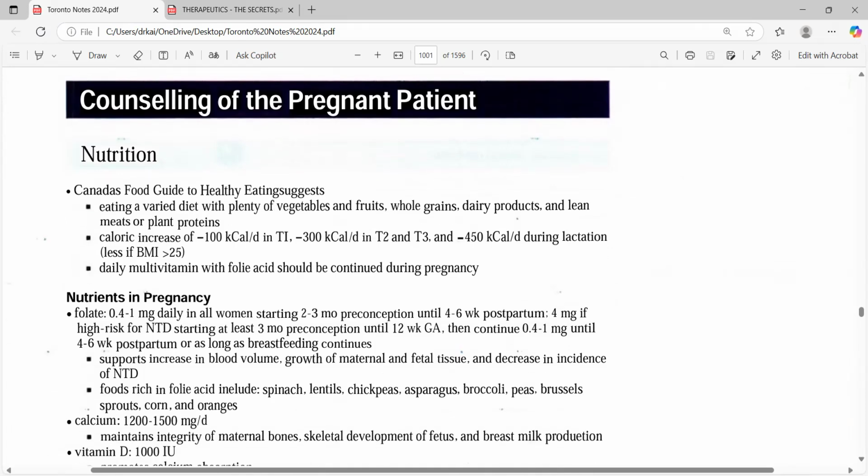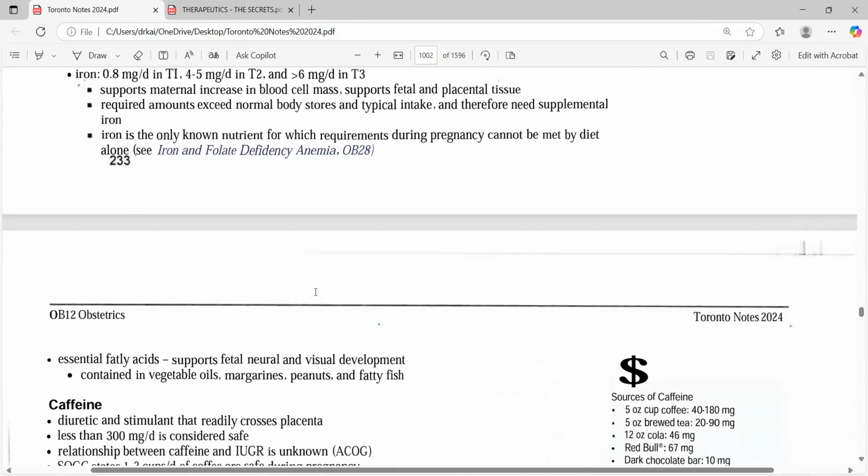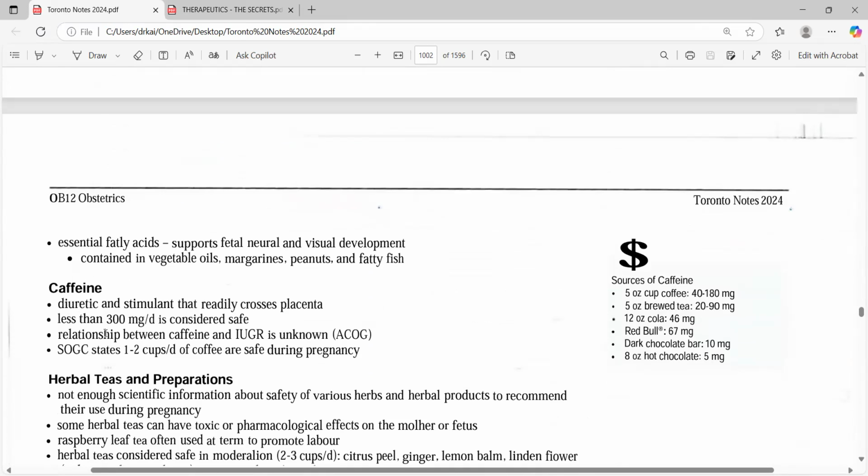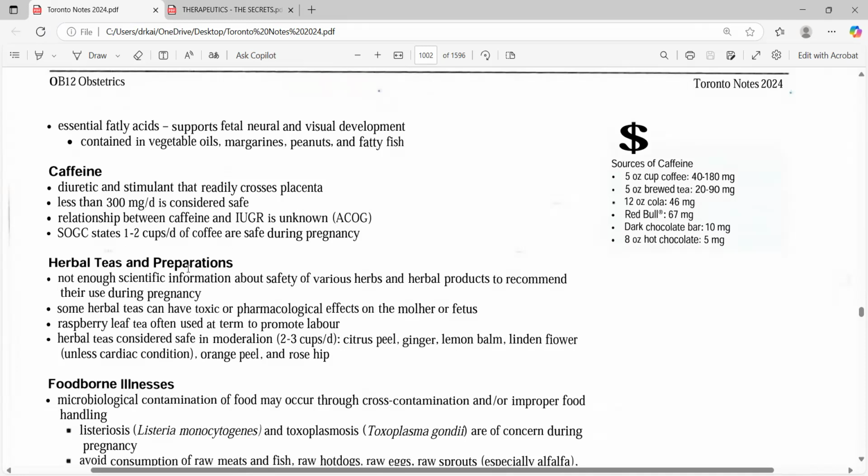Then when we are talking about counseling about nutrition, tell them what to eat. Mainly, we are talking about folic acid, calcium, and vitamin D. So folic acid, calcium, vitamin D, and iron tablets. Caffeine is a stimulant, so tell them that it can cause stimulation and affect intrauterine growth. Herbal teas can cause a lot of problems. So if some people ask, can I go for ginger tea and all that, you can tell them you can go for 2 to 3 cups.